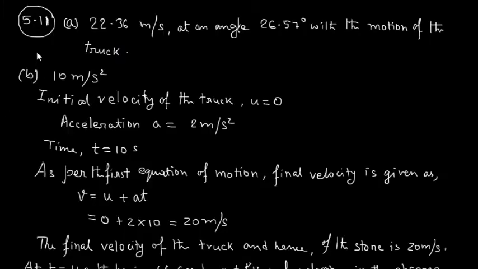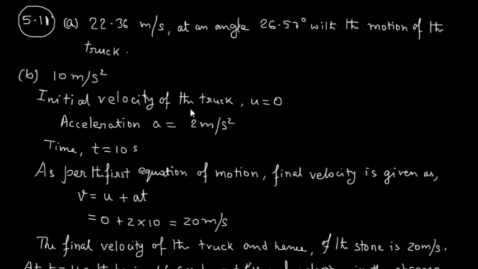So here part A, 22.36 meter per second is the velocity at an angle 26.57 degrees with the motion of the truck. But this is only the answer. We'll show you how we have solved it.